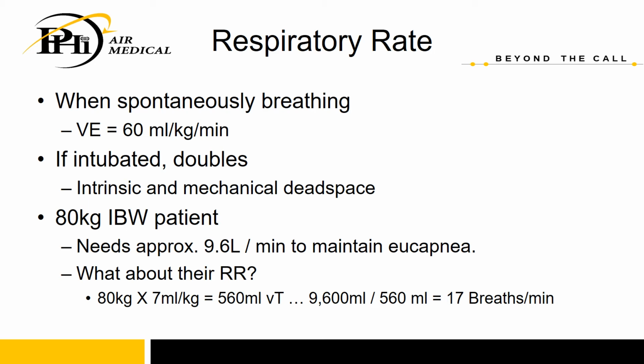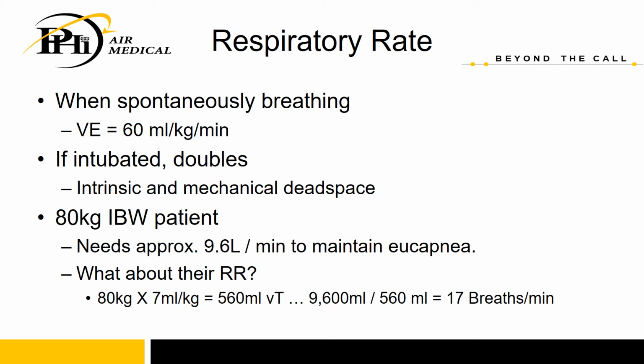So we take this 80 kilogram patient and multiply it by a tidal volume that we've set into the ventilator. Just arbitrarily, I chose 7 milliliters per kilogram. That gives us a tidal volume of 560 milliliters per breath, so that's what we're going to dial into the tidal volume setting. If we need to move 9,600 milliliters per minute, and we are breathing 560 milliliters per breath, then in order to get that minute volume, we need to have 17 breaths per minute set on the ventilator.